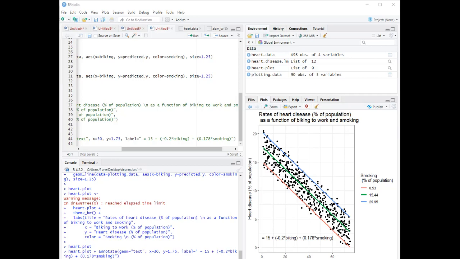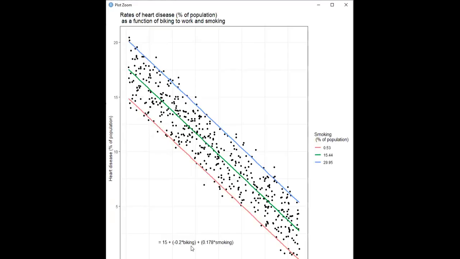So it is only the representation of the things: 15 is the intercept, minus 0.2 is the coefficient of the biking variable, 0.178 is the coefficient of the smoking variable, and it is for the heart disease variable. So I guess that it is some of the multiple linear regression class. You can also make these graphs for linear regression. So just go and try it, and try it also for other data sets. It is very convenient for you.